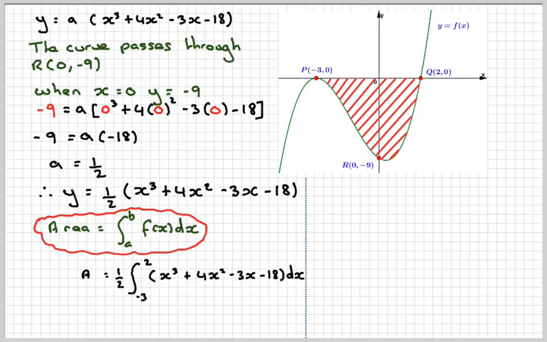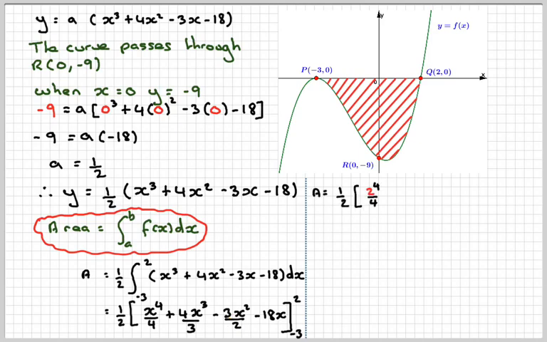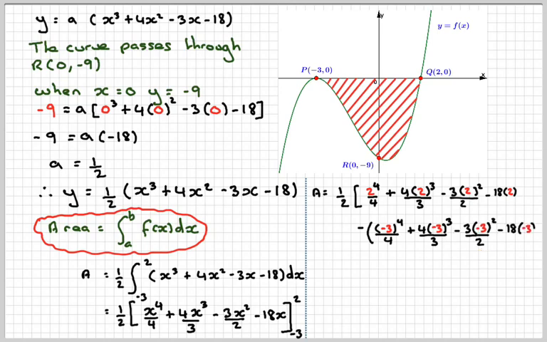So integrating term by term, it's going to be a half of x to the 4 over 4 plus 4x cubed over 3 minus 3x squared over 2 minus 18x, and the limits will now go here, -3 to 2. Substituting in the 2 first, so we're going to get a half of 2 to the 4 over 4 plus 4 times 2 cubed over 3 minus 3 times 2 squared over 2 minus 18 times 2, minus -3 to the 4 over 4 plus 4 times -3 cubed over 3 minus 3 times -3 squared over 2 minus 18 times -3.